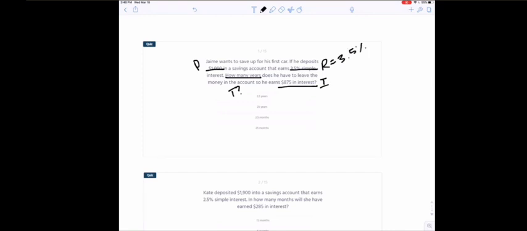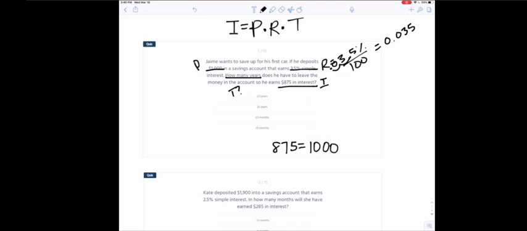Let's convert this rate into a decimal. So we're going to divide by 100. I'm going to go 1, 2, fill in that space with a 0, and this becomes 0.035. Okay, so now I'm going to go ahead and plug everything in. So remember, the equation is interest equals principal times rate times time. So interest is $875, principal is $1,000, rate is 0.035, and we don't know time, so we're going to leave it like that. So let's multiply this here.